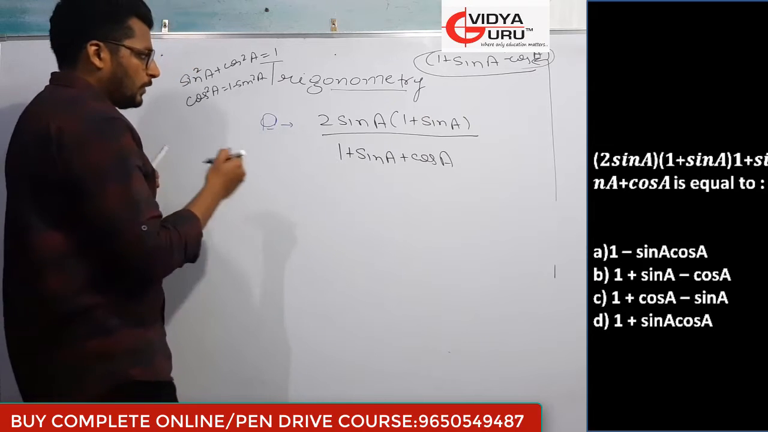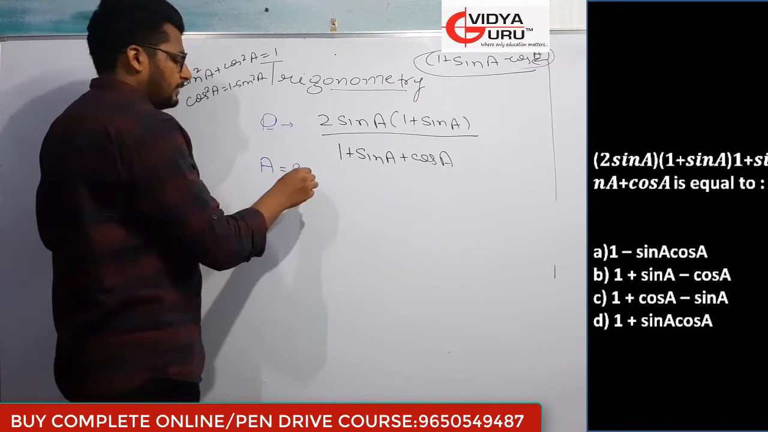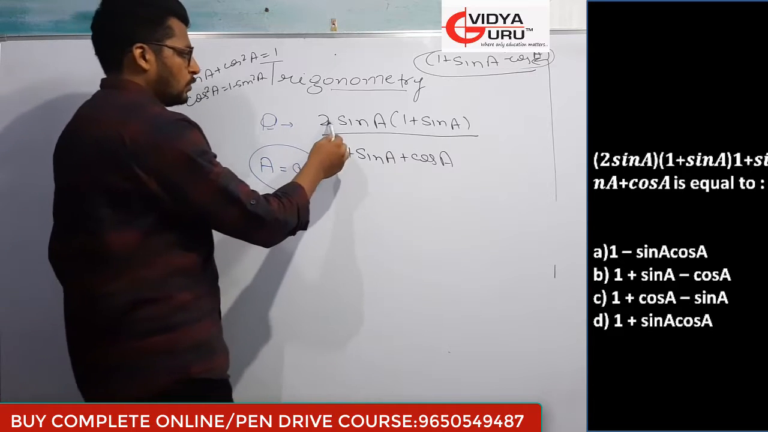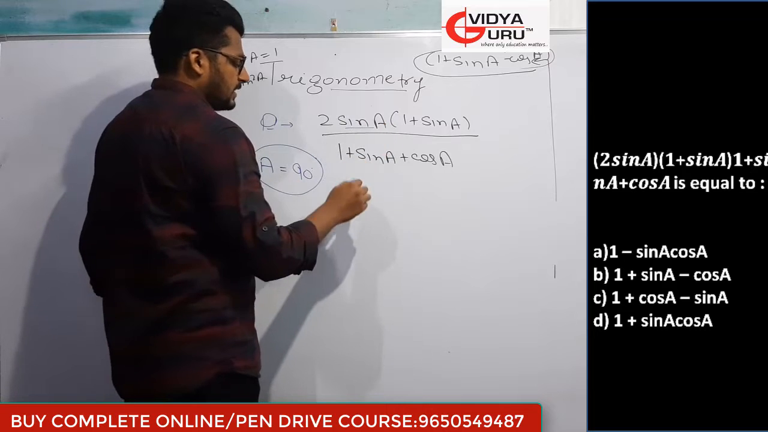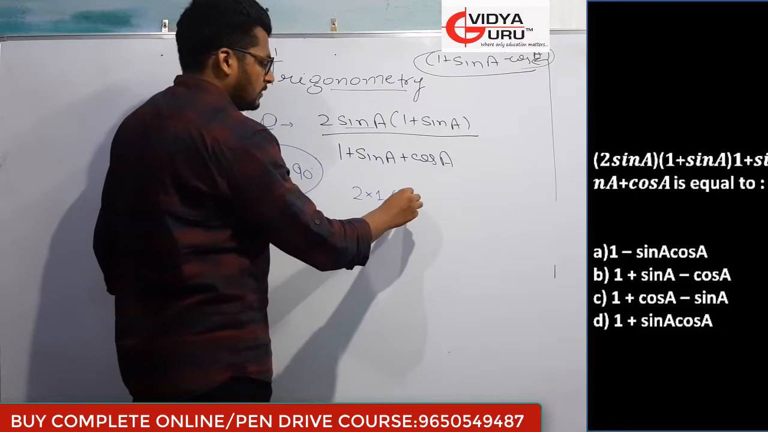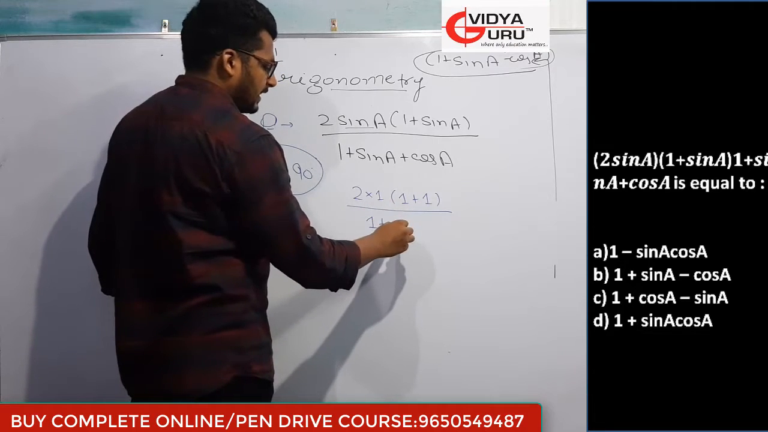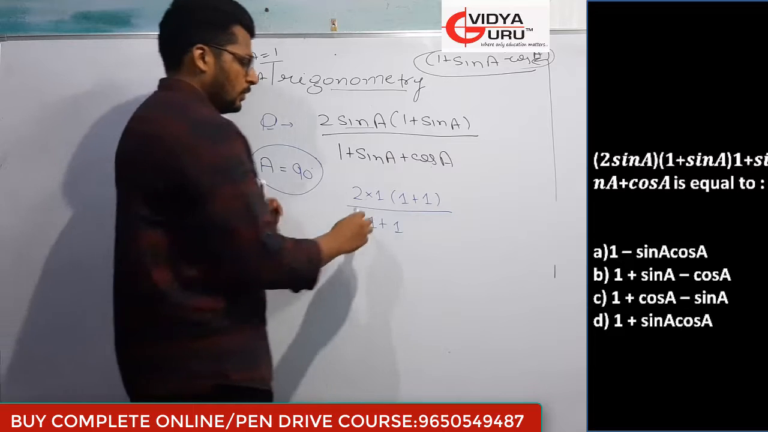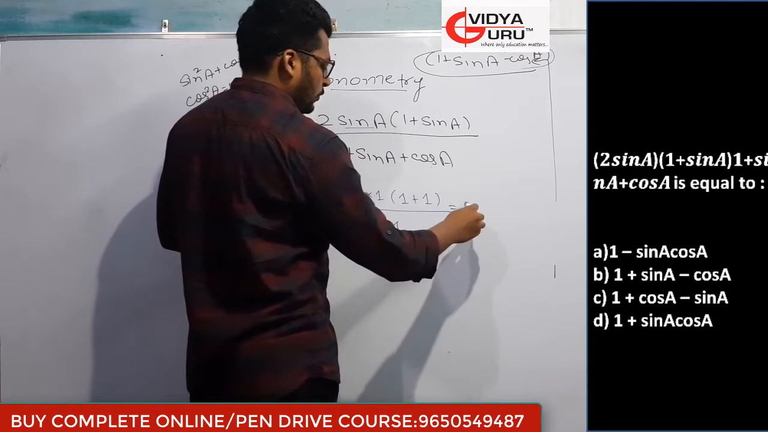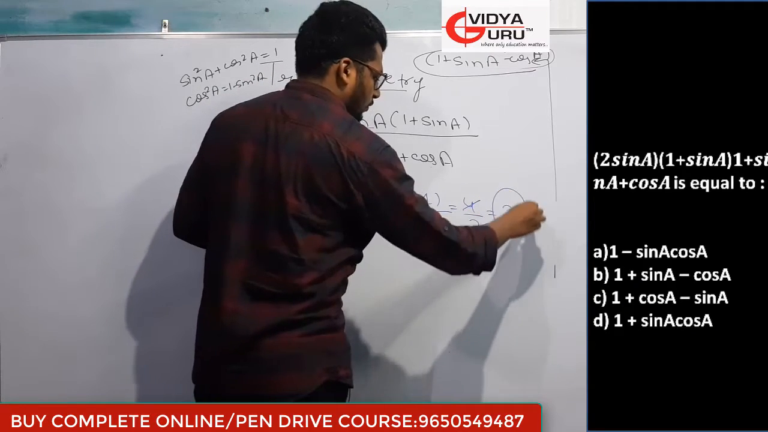If I put a equal to 90, sin 90 is 1, so it will form 2 into 1. Sin 90 is again 1, 1 plus 1. 1 plus sin 90 is 1 plus 1, and cos 90 is 0. So in the numerator 2 into 2 will be 4, the denominator is 2, so it will come as 2.